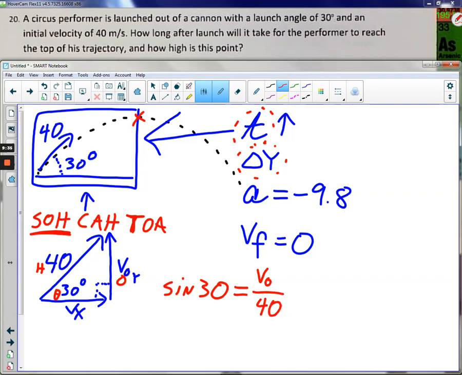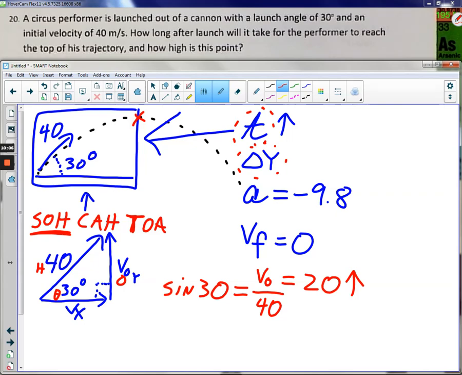So then you go to your handy dandy calculator. You go 40 times the sine of 30. Be sure you're in degrees. And what do you get? 20. Very good. So our VO going upward is going to be 20.